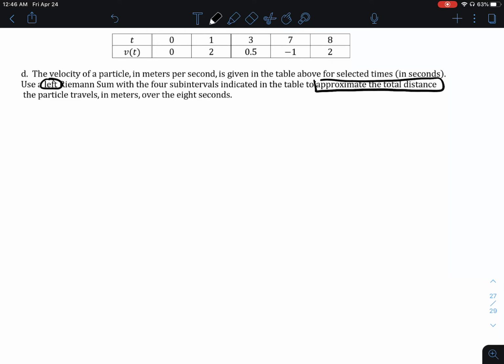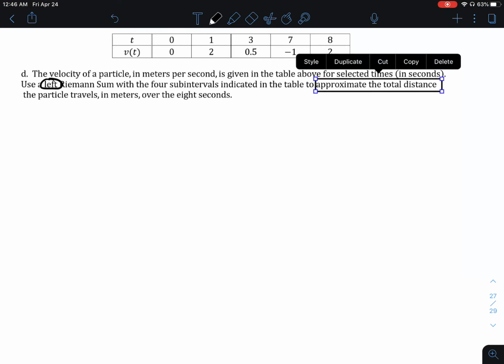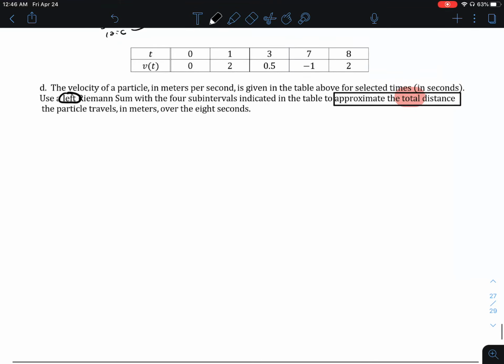Now, this is super important. Key word here is total. If it said net distance, you would sum the velocities. If it's total distance, you're going to sum the speeds.